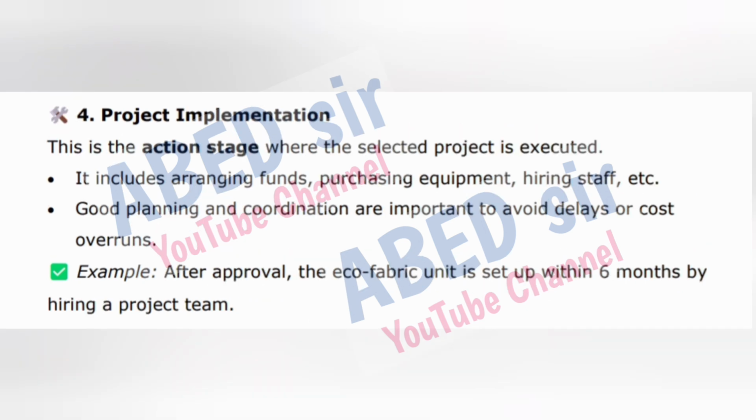4. Project implementation. This is the action stage where the selected project is executed. It includes arranging funds, purchasing equipment, hiring staff, etc. Good planning and coordination are important to avoid delays or cost overruns. Example, after approval, the eco-fabric unit is set up within 6 months by hiring a project team.